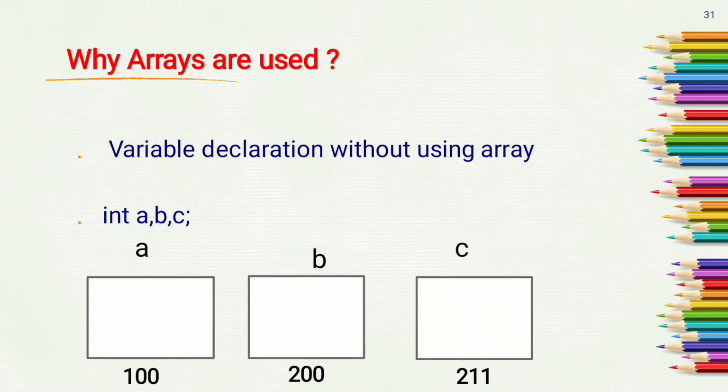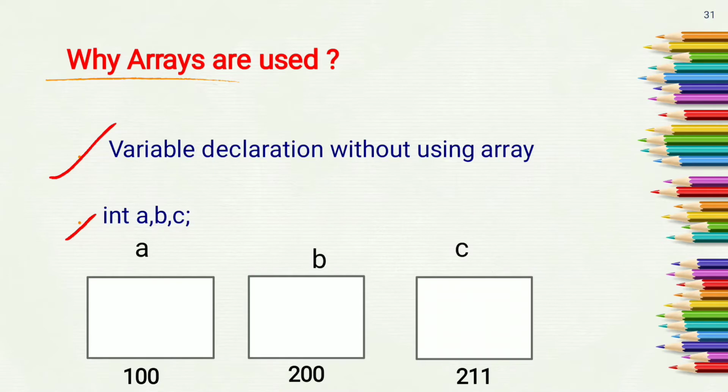So let's see why the array concept was introduced, why arrays are used. Without array we can also create elements of the same type. Then what is the requirement of array? If we are not using array to create same type of elements, then what do we have to do? We have to create variables like this. For example, I want to create 3 integer variables, A, B, and C. Here 2 bytes of memory will be allocated to the A variable, 2 bytes to the B variable, and also to the C variable.